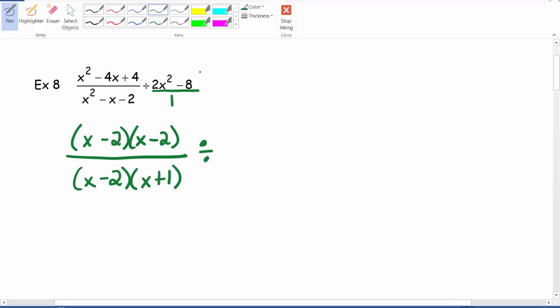But we can go ahead and break down this top right one by pulling a 2 out. And we would end up with x squared minus 4 over 1. We can't break down 1, it's still just 1. Now, we can't break this down even further.